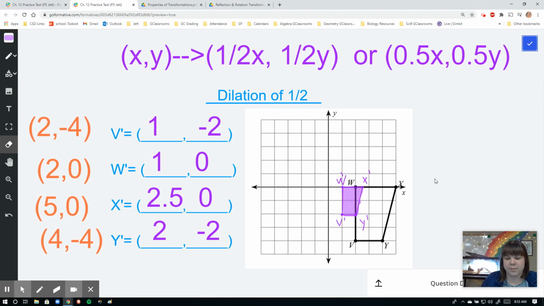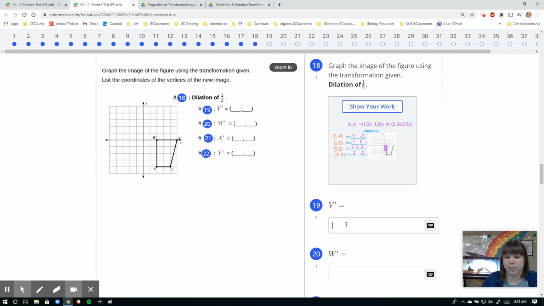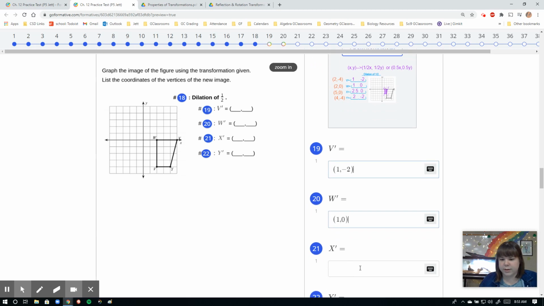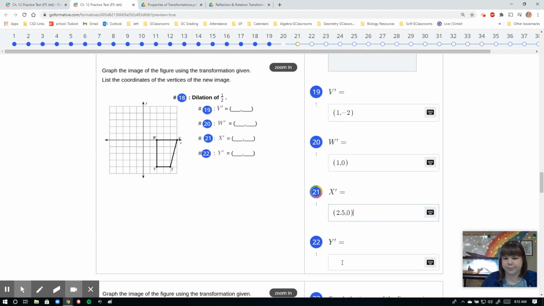We graphed our image. Now we need to put in our points. So it's going to be 1, -2. For w prime, it's going to be 1, 0. For the next one, it's going to be 2.5, 0. Oops. There we go. 2.5, 0. The last one is 2, -2.